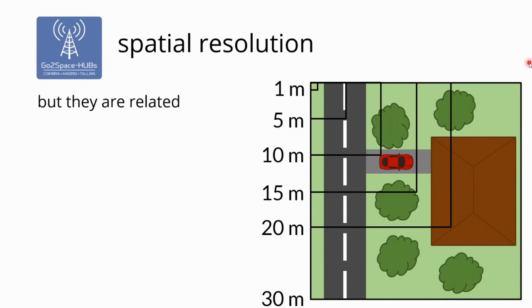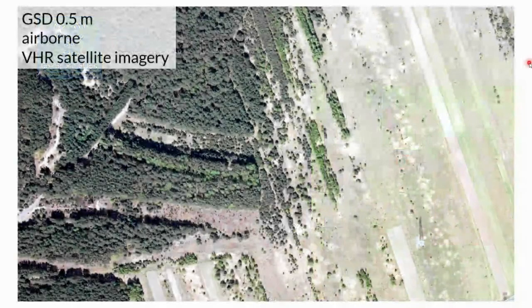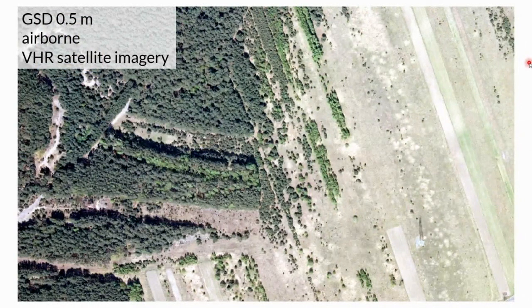So if we need 1 meter objects, we need to have 3 times smaller pixel. Actually, 1 meter pixel will not be enough for that purpose. Okay, so just to have a review of how the spatial resolution, the GSD, ground sample distance, affects the image, what we can see in the image.